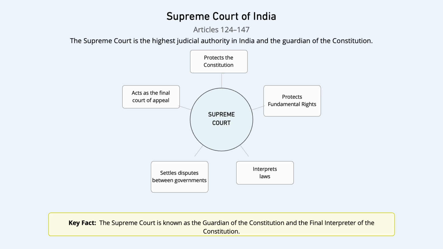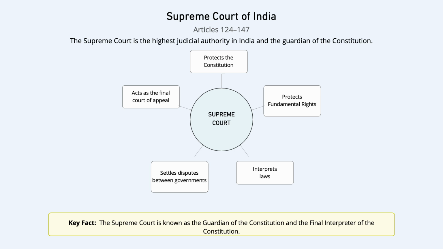Final court of appeal means, for example, you were convicted and arrested for, let's say, murder, but you did not commit the murder. But then the sessions judge, the district judge, gave you a sentence of, let's say, 20 years, and you went and appealed to the High Court. The High Court might even give you a life sentence. The last option is the Supreme Court as well. So this is why it is known as the final court of appeal.